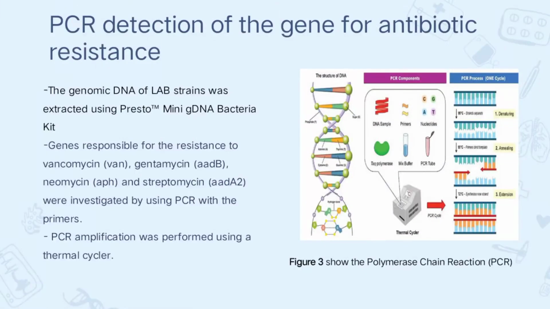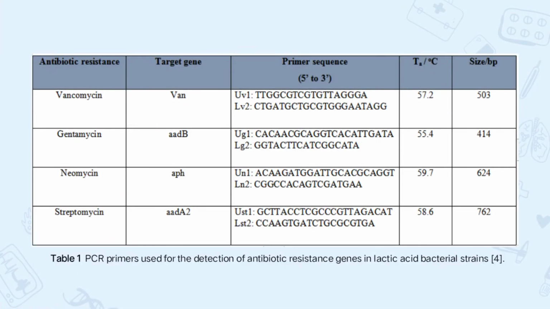For the PCR detection of the genes for antibiotic resistance, the genomic DNA of the lactic acid bacteria strains was extracted using the Presto Mini gDNA bacteria kit. All the genes responsible for resistance to vancomycin, gentamicin, neomycin, and streptomycin were then investigated by PCR with the primers, and the PCR amplification was performed using a thermal cycler. This table shows the PCR primers used for the detection of antibiotic resistance genes in lactic acid bacteria strains.